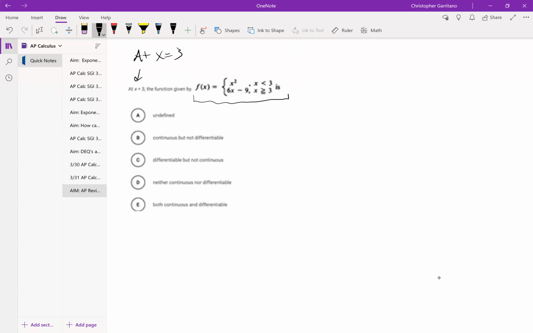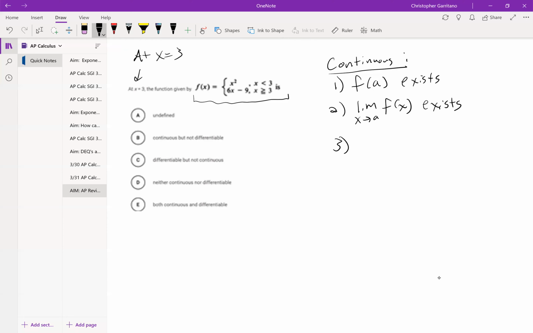So let's start out with testing continuity. So remember, continuity requires that f of a exists, the limit as x approaches a of f of x exists, and that these two numbers are the same.